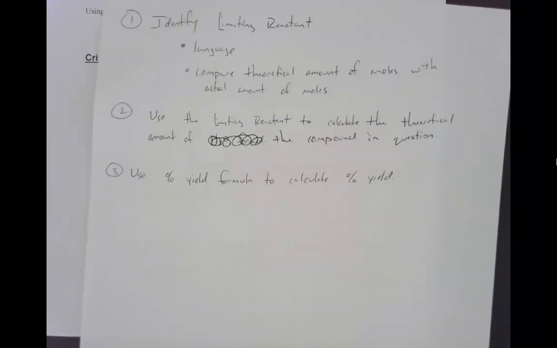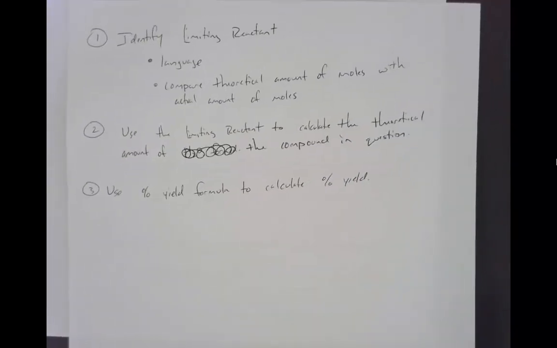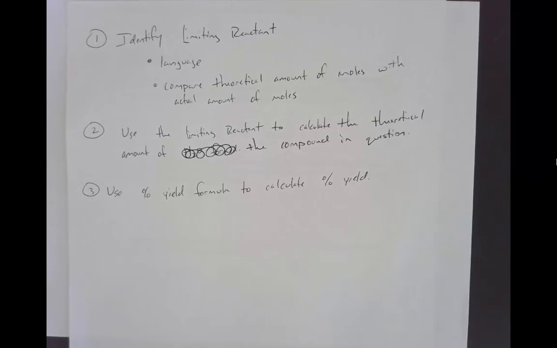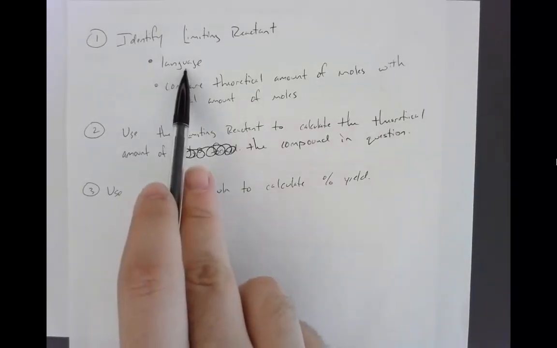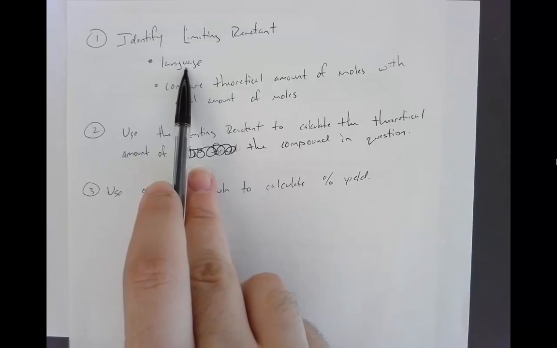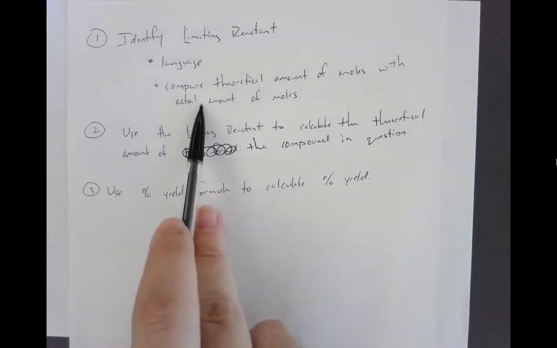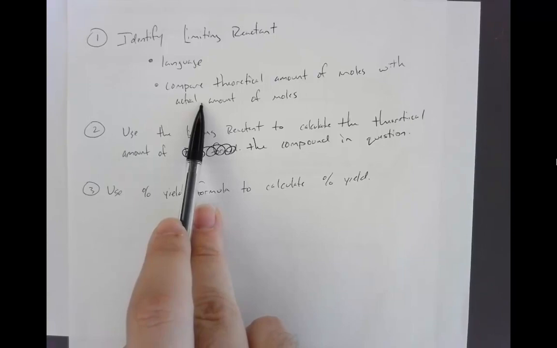So in question 4, there are going to be 3 steps that I follow. The first step is going to be to identify the limiting reactant. You can identify the limiting reactant a few ways. The first way is through language. Sometimes the language will give it away and tell you what the limiting reactant is. Or you can always compare the theoretical amount of moles with the actual amount of moles to find out which one you're going to run out of first.